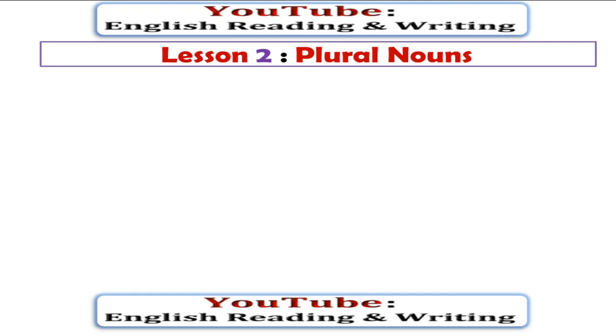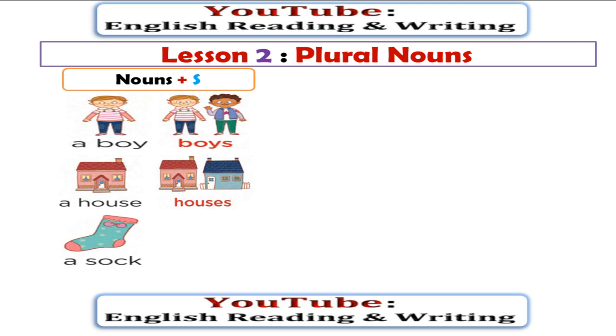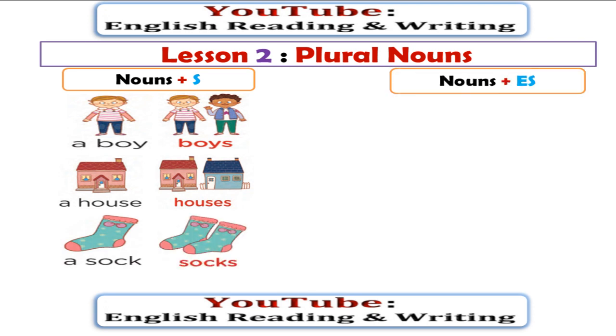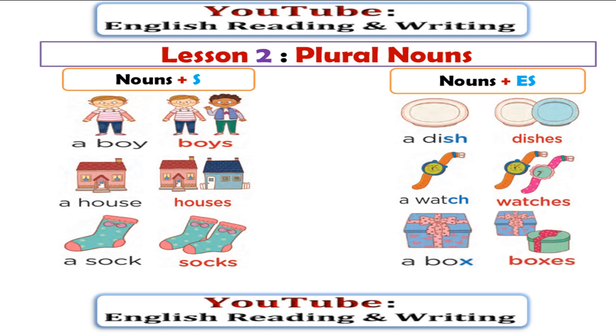Today we will learn about plural nouns and how we can form singular nouns into plural nouns. There are some nouns that end in S, like a boy, boys, a house, houses, a sock, socks. There are some nouns that end in ES, for example, a dish, dishes, a watch, watches, a box, boxes.